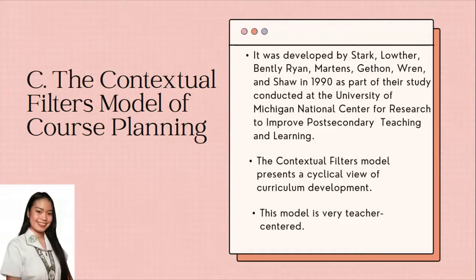So this model is very teacher-centered. Given the influence of academic freedom, faculty members may plan the curriculum based on their own convenience. The model can be improved by putting students as part of the content influences. And students are viewed as a significant source of curriculum. So as I've said earlier, ang learners ang siyang beneficiary ng content ng curriculum. So that's why it is very important that we consider this model.